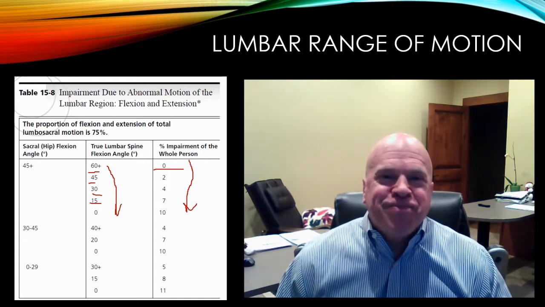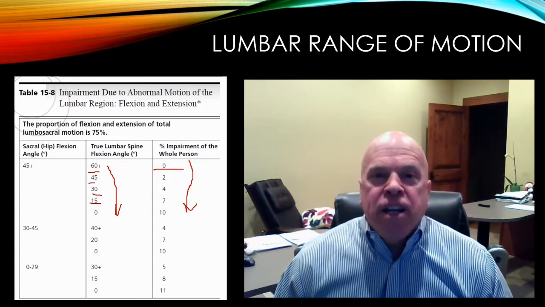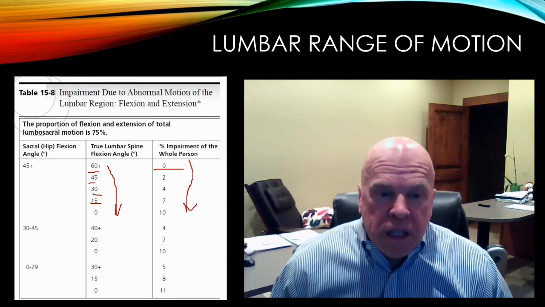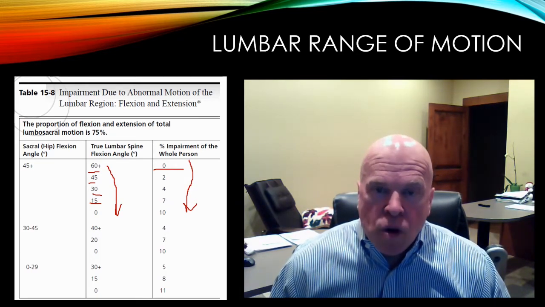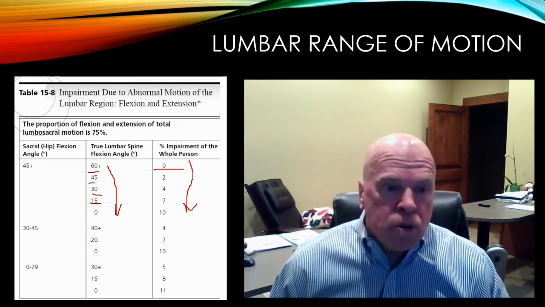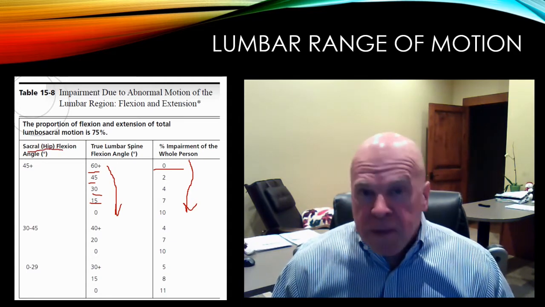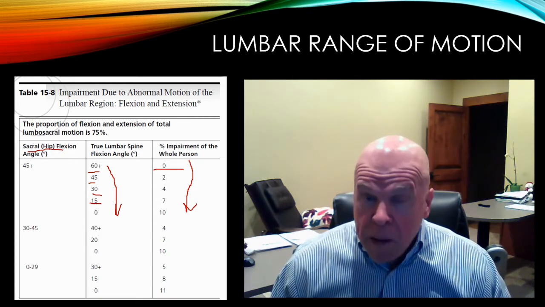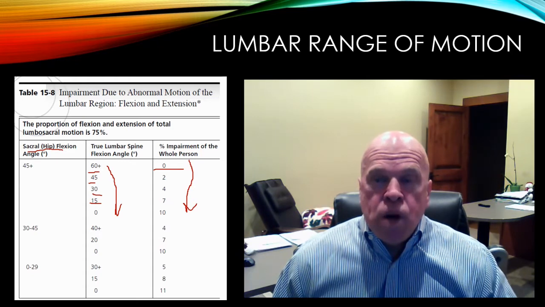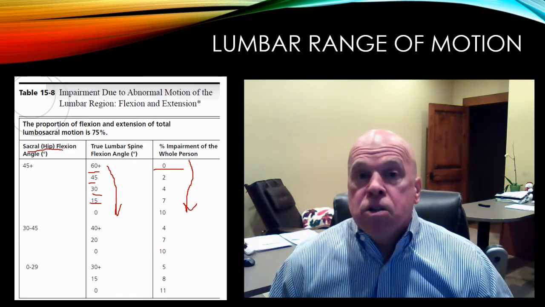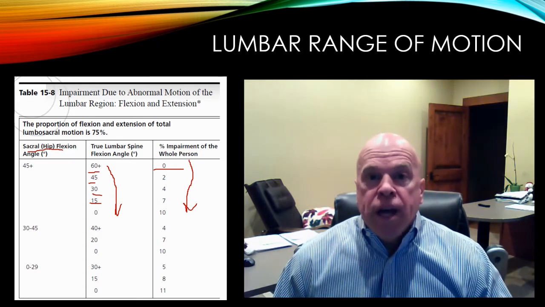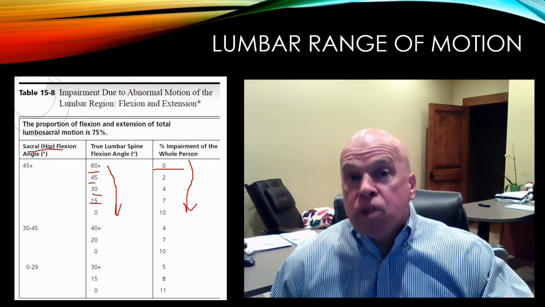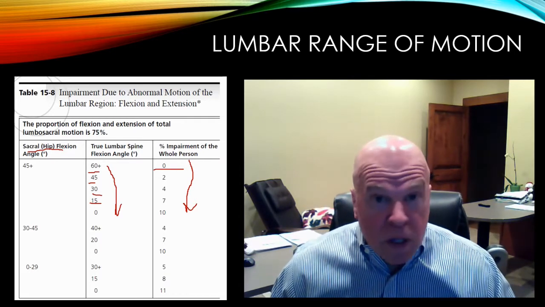However, and here's the catch, and here's where inclinometers are required. The loss of lumbar spine flexion angle must be coupled with the sacral hip flexion angle in determining the examinee's final impairment. Because an examinee who has a lowered or lessened sacral flexion angle has a greater impairment of the lumbar spine with the same amount of loss of range of motion of the lumbar spine.